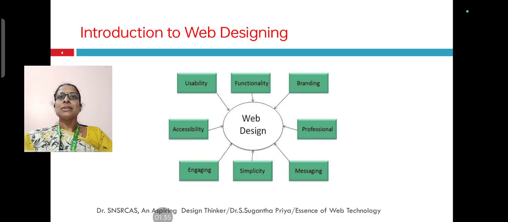Sixth one is simplicity. You should avoid unnecessary complexity to enhance your user experience. Seventh is engaging. You should keep all visitors interested through interactive and appealing design. Eighth is accessibility, making the website usable for people of all abilities and devices.